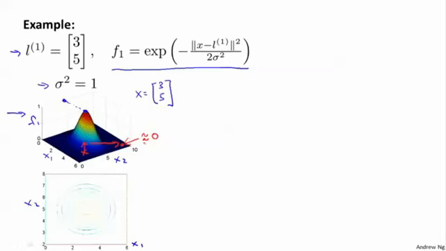F1 measures how close x is to the first landmark, and it varies between 0 and 1 depending on how close x is to the first landmark, L1. Now, the other thing I want to do on this slide is show the effects of varying this parameter sigma squared. Sigma squared is a parameter of the Gaussian kernel, and as you vary it, you get slightly different effects. Let's set sigma squared to be equal to 0.5 and see what we get.